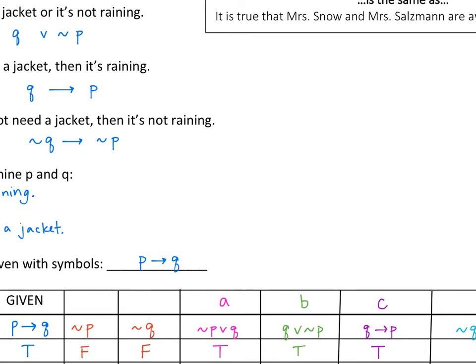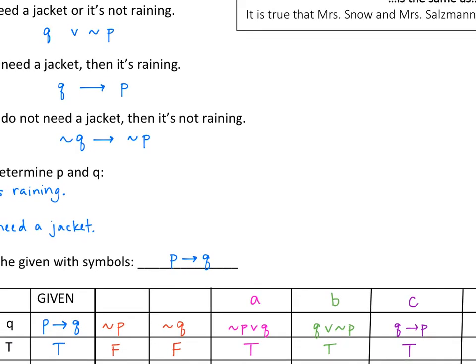So look below. I don't want to give too much away. I'll scroll through. We need a column for our given. We'll need a not P and a not Q. We'll need our A statement, which was not P or Q. We'll need a B column for our statement, which was Q or not P. We'll need a column for our C statement, which is Q implies P.